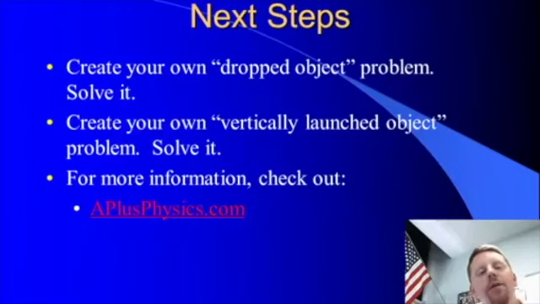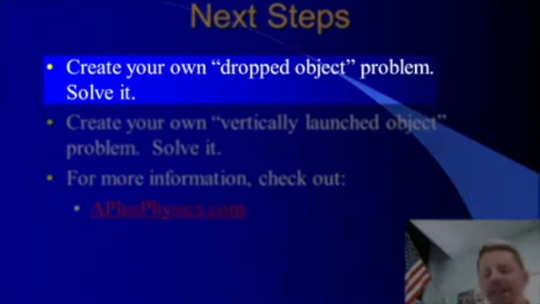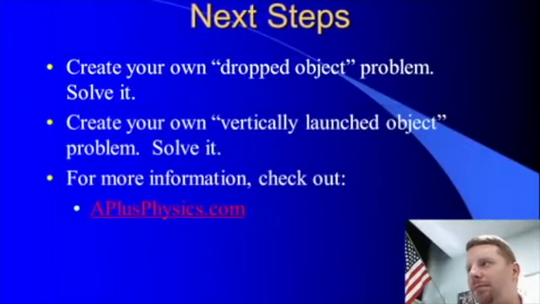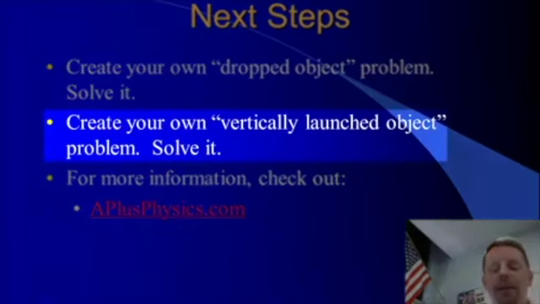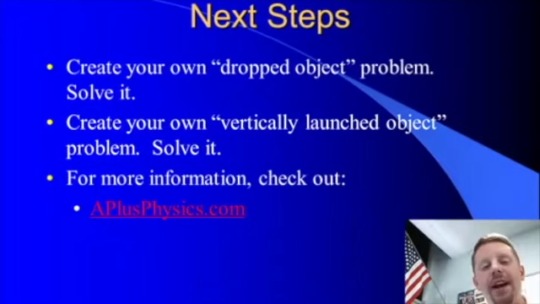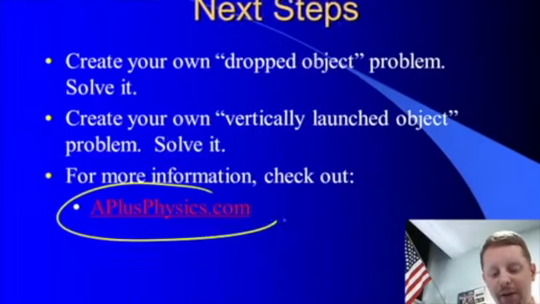All right, that should give you a good idea of what sorts of problems you're going to see. For next steps, why don't you see if you can create your own dropped object problem? See if you can figure out something interesting or fun to drop. Who knows, maybe you drop your physics teacher off the third floor roof of your school or whatever it happens to be. How long does it take that teacher to hit the ground? And then see if you can solve the problem. Then try your own vertically launched problem where you start with some initial velocity upward and see if you can solve that.